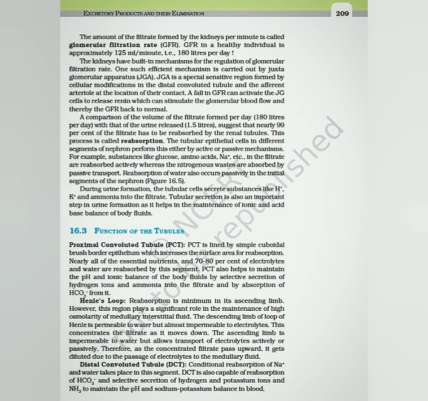Loop of Henle. Reabsorption is minimum in its ascending limb. However, this region plays a significant role in the maintenance of high osmolarity of the medullary interstitial fluid. The descending limb of the loop of Henle is permeable to water but almost impermeable to electrolytes. This concentrates the filtrate as it moves down. The ascending limb is impermeable to water but allows transport of electrolytes actively or passively. Therefore, as the concentrated filtrate passes upward, it gets diluted due to the passage of electrolytes to the medullary fluid.